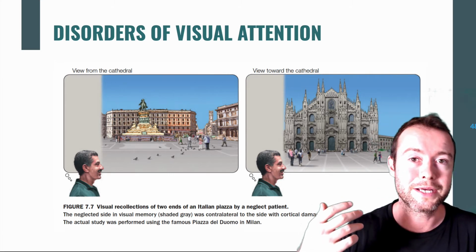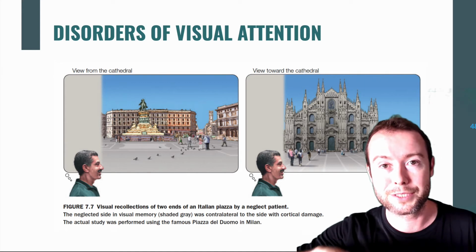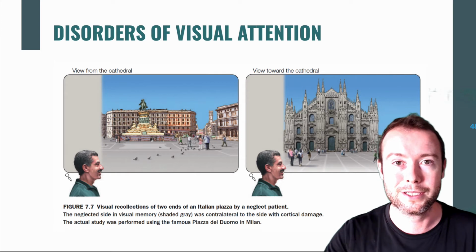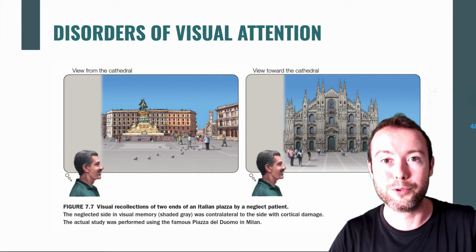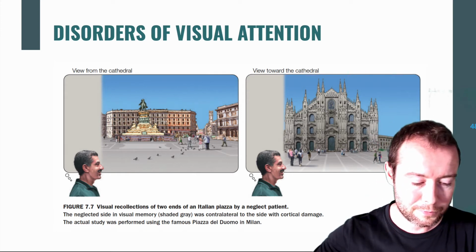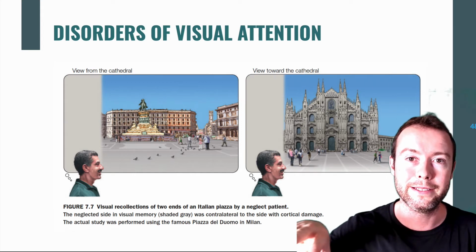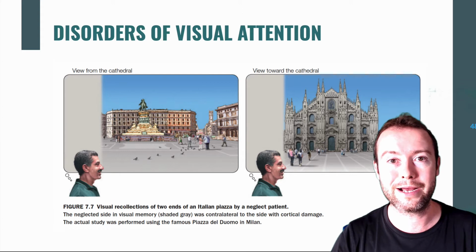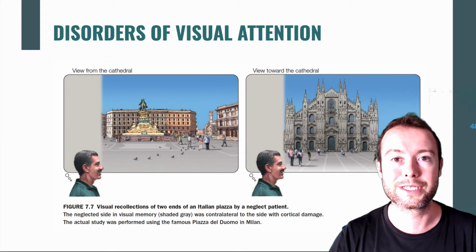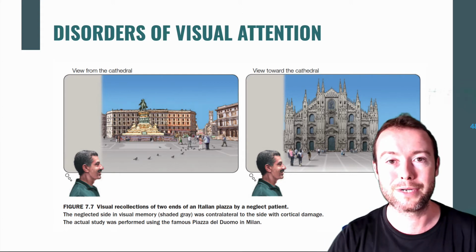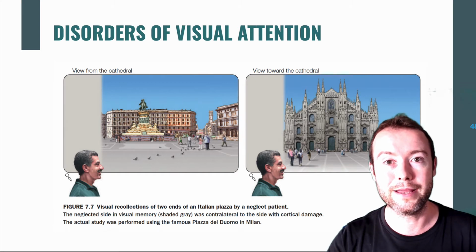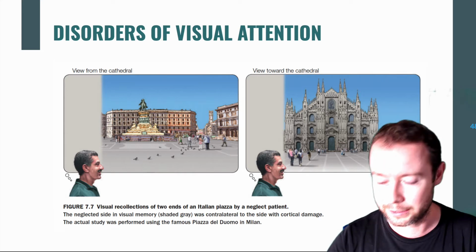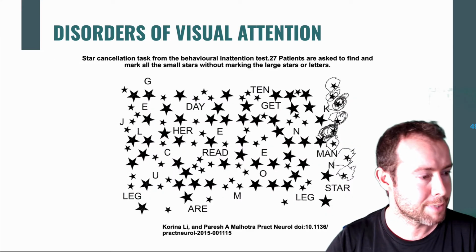But if you asked the same patient to turn around and imagine standing in the other location, facing the different direction, then they could report the information that was appearing in that particular region of the square. So it's not that they don't have the knowledge, but when they're creating this mental representation, even then they're ignoring the information appearing on one side of their imagination.